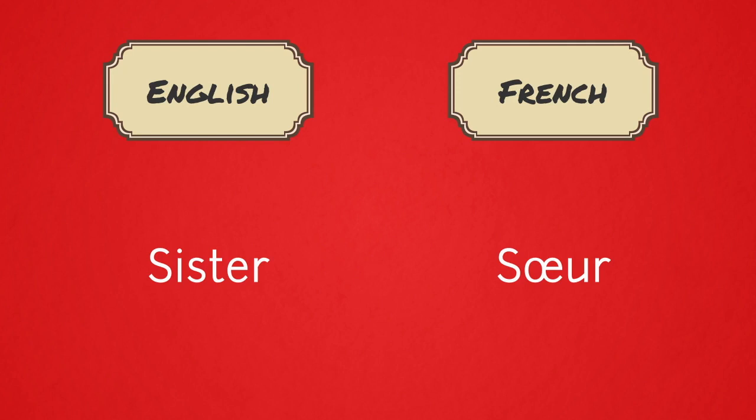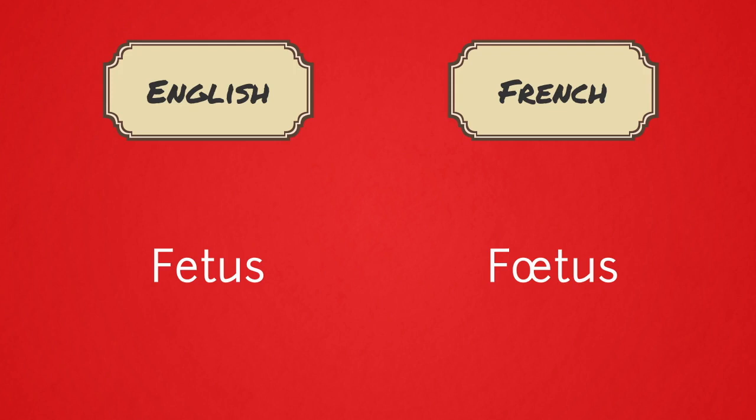Now let's look at this ligature. It is the letters O and E combined. Let's look at 2 examples. Repeat after Julie. Sœur. Fatsu.